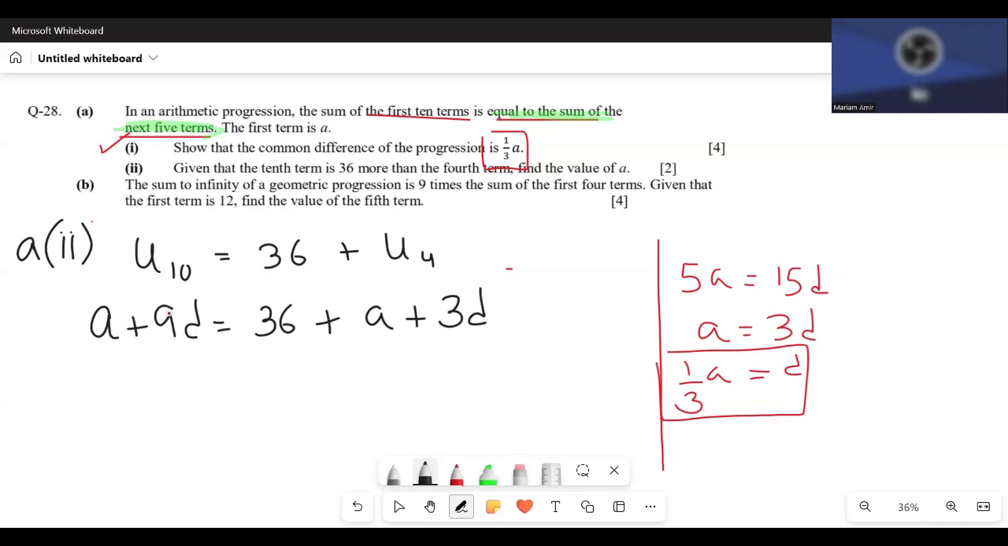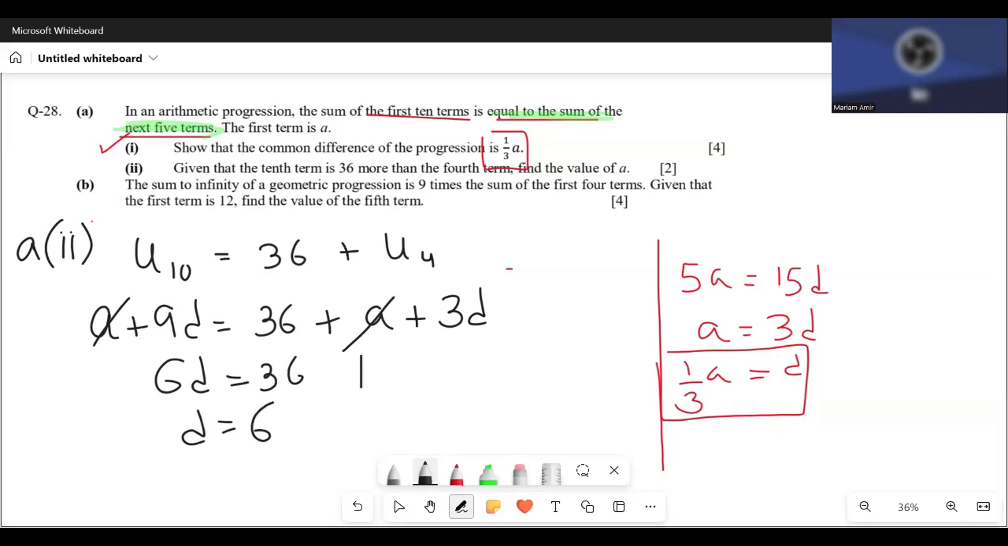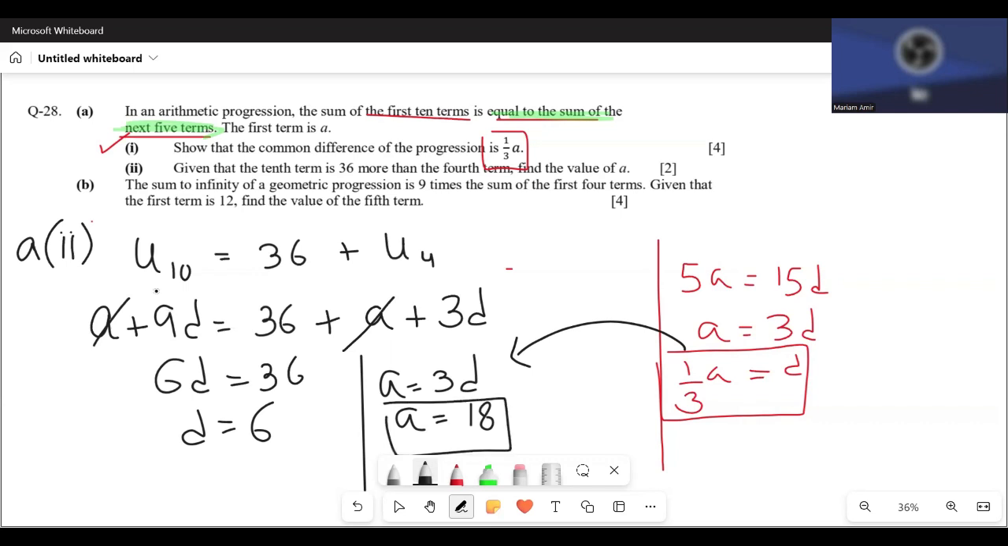So 3d. A and a get cancelled. We get 6d equals 36, so d equals 6. And if d is equal to 6, that means a is equal to 3 times d. So a comes out to be 3 times 6, which is 18. The answer would be 18 for the first term.